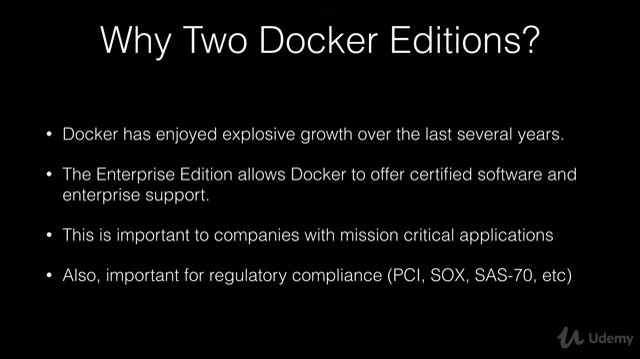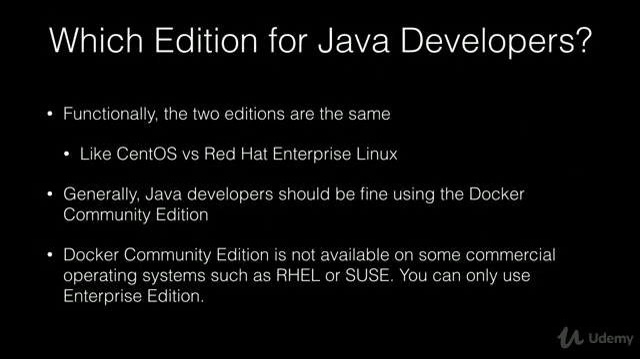Now, you may be wondering as a developer which one you want to use. Functionally, the two editions are the same. There's no API changes. They are going to behave and function the same. It's more the certification and support that you're going to get with Docker Enterprise, which you're not going to have in the Community Edition.